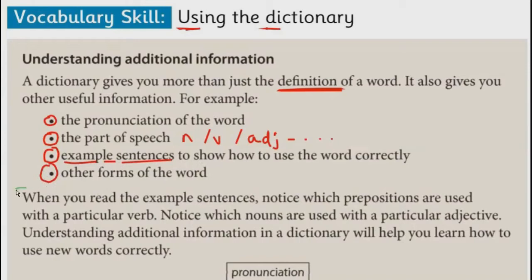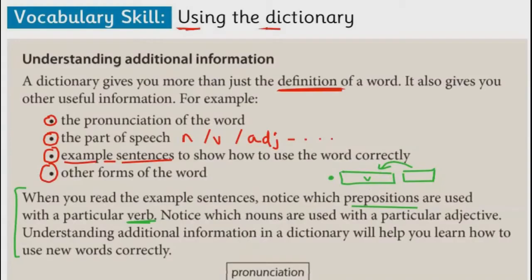One important thing to note is when you read the example sentences, notice which prepositions are used with a particular verb. You might have a verb, which is the word that you're looking at in the dictionary, and you might have prepositions that you use with the verb, and in natural speech, people use this preposition with the verb. Take note of which prepositions are used with the verb you're looking at, and that will help you to use the word correctly in speech.